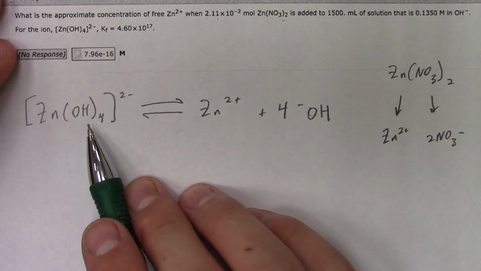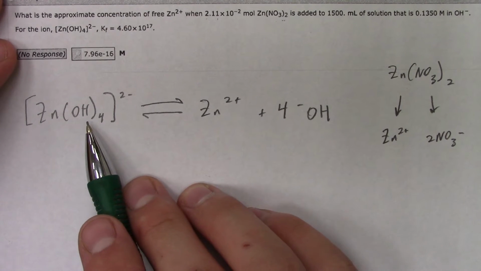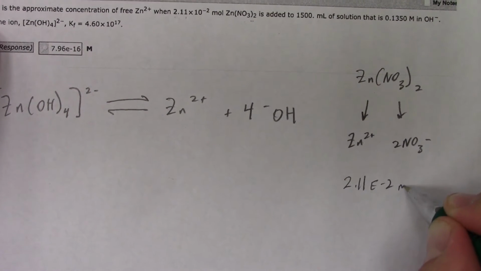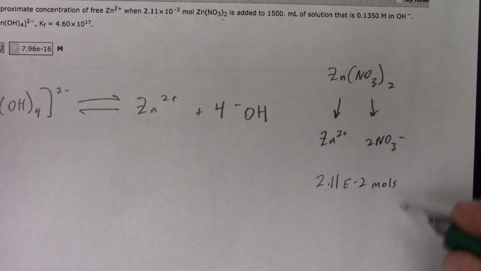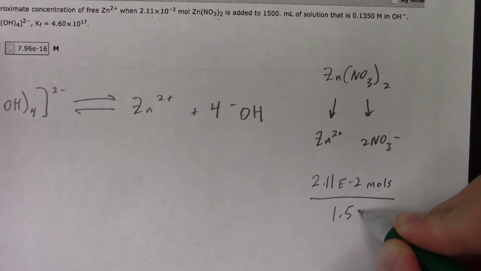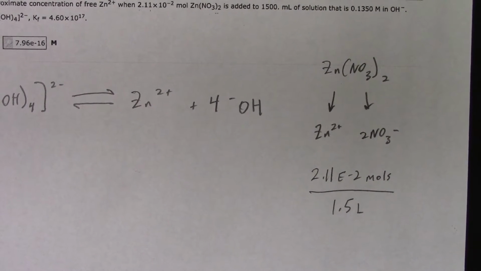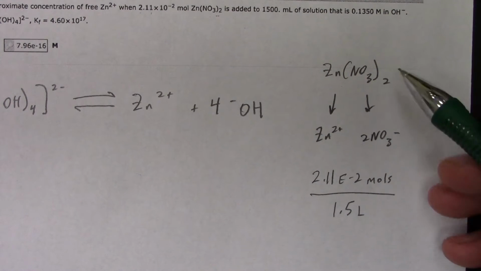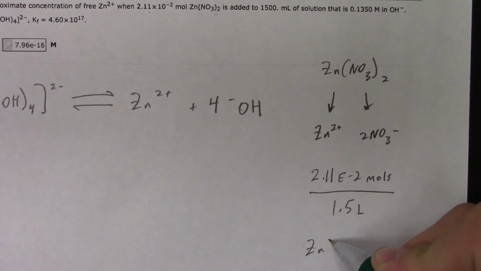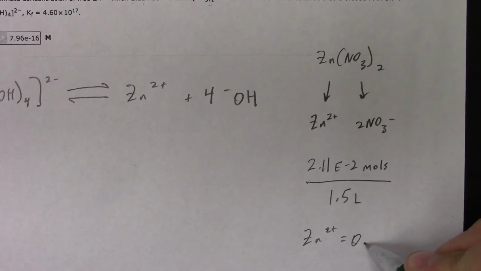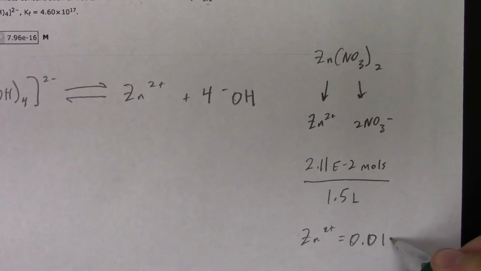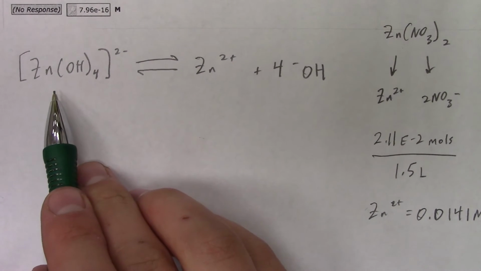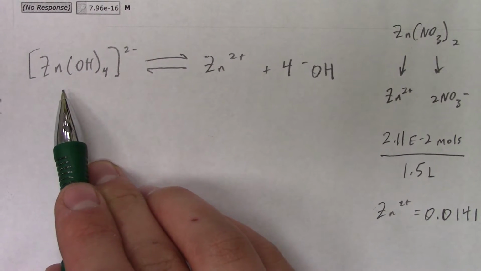So let's figure out how much zinc we have in the solution that moves towards the complex ion. If we have 2.11 e to the negative 2 moles of the zinc nitrate, and we have 1.5 liters of solution, our concentration of the zinc, understand that the zinc is in a 1-to-1 ratio with the nitrate, is equal to 0.0141 molar. And we said that all this zinc moves to form the complex ion because the Kf value is so large. So this is not anything new.